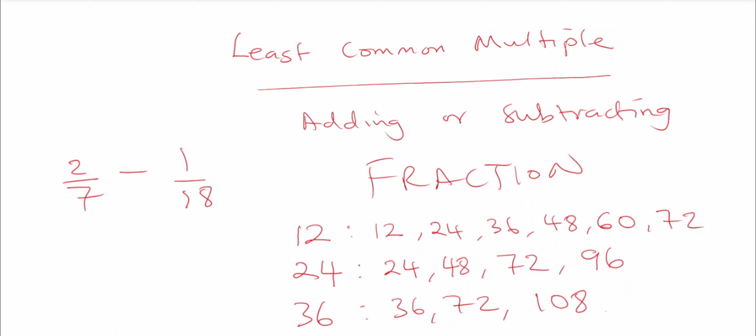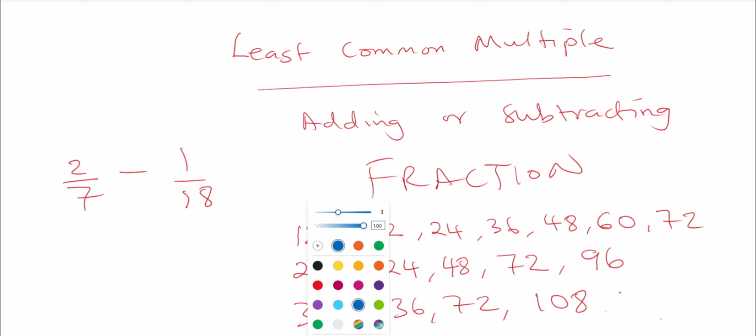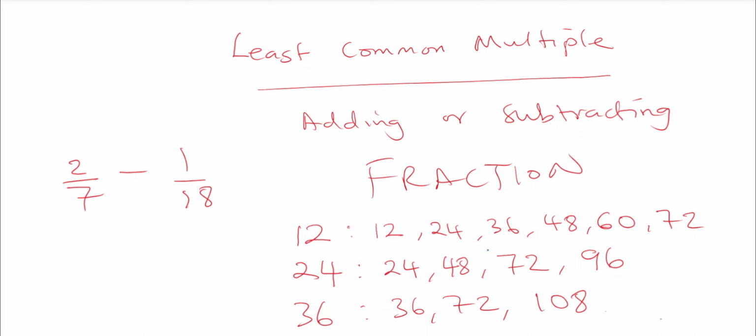But are they common to all of them? So inspecting this, I've seen a common multiple of this and that here. I've seen this and that here. But which one is the least that I can find across all three numbers? It looks to me like 72 is featuring in all three. And that is the smallest number that I could find in all three. So the LCM for 12, 24, and 36 becomes 72.